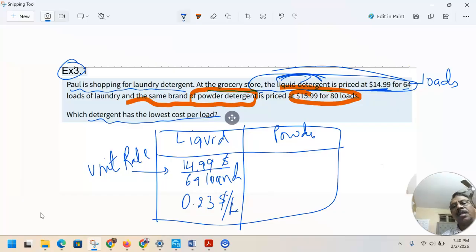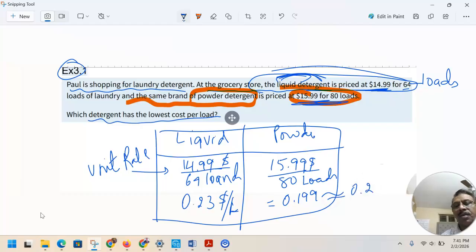But if you do the other one, you're spending $15.99 with 80 loads. When you use the calculator, you get 0.1999, which we can round to $0.20, which is like 20 cents per one load.